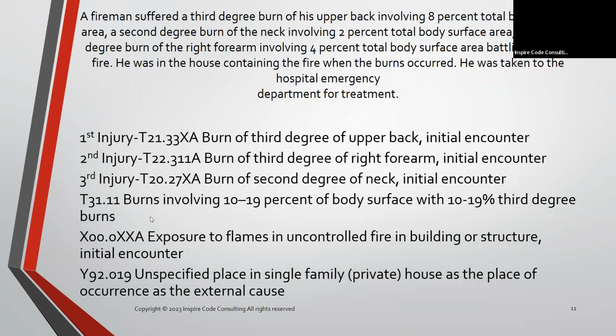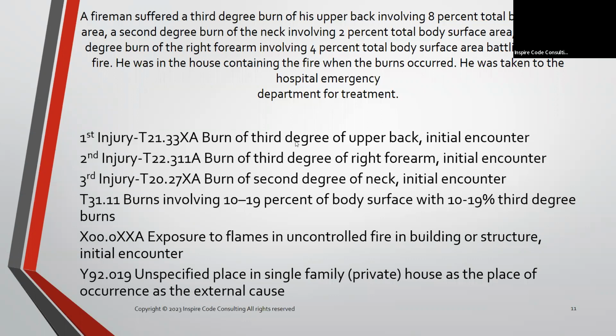I also have another video. You can go on my YouTube page, and you'll see the other video of coding burns and how we use the 9%, how we code the burn. So just go to that video so you can see that, and it'll kind of give you an idea of what and how to code when you don't have these percentages.